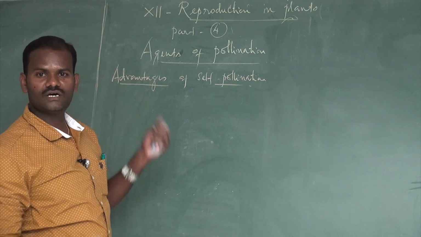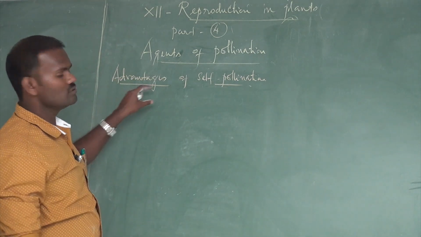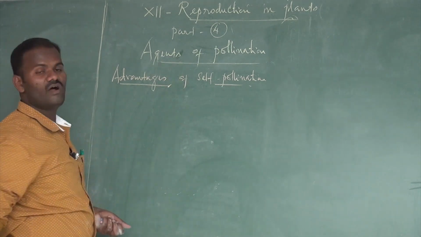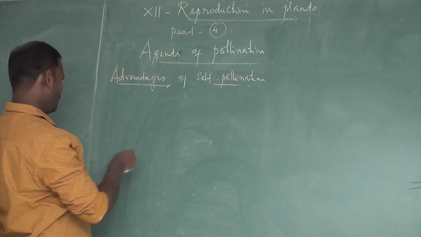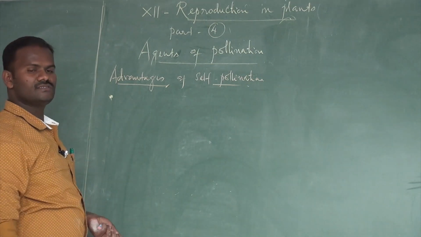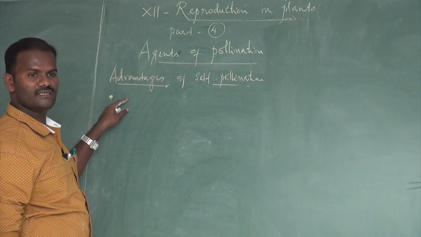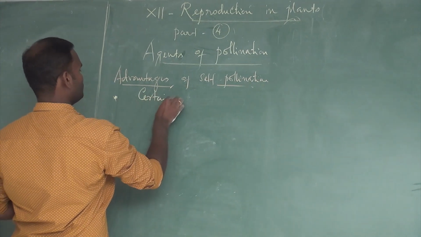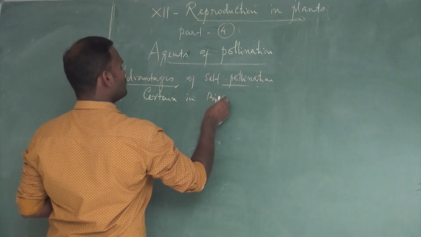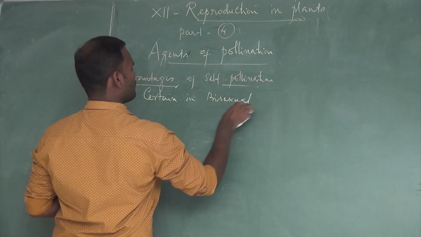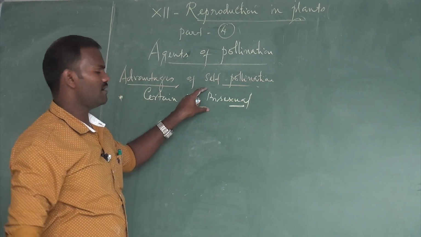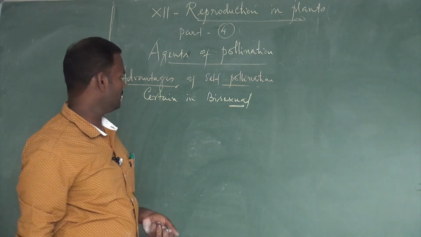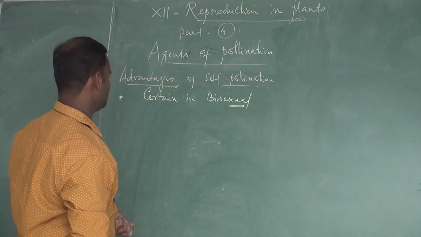What are the advantages and disadvantages of both self-pollination and cross-pollination? First take the advantages of self-pollination. The first advantage is that self-pollination is always certain in bisexual flowers. In bisexual flowers, it is sure that self-pollination takes place, no doubt at all.